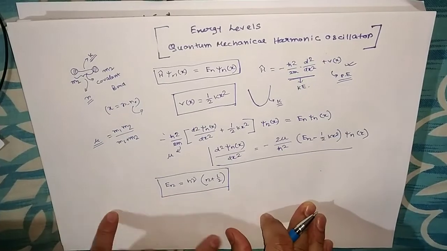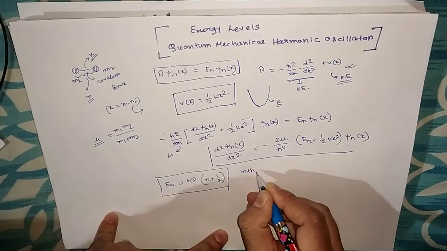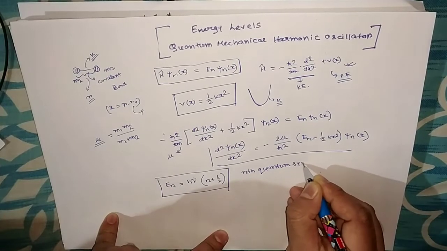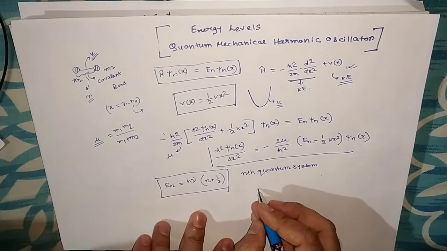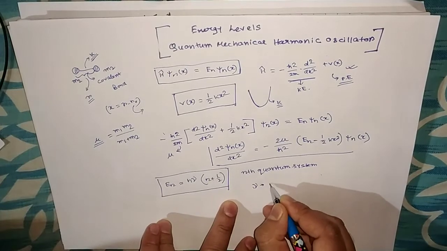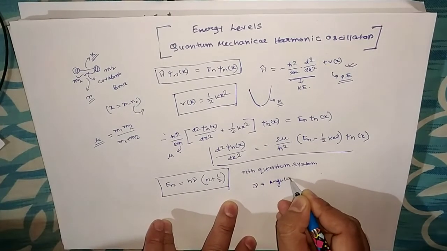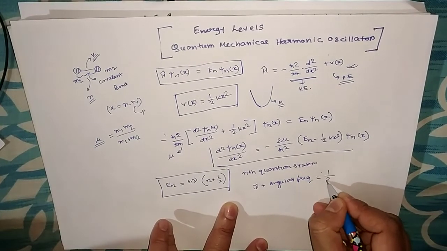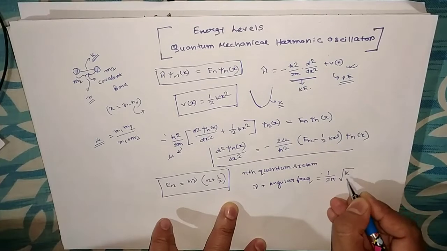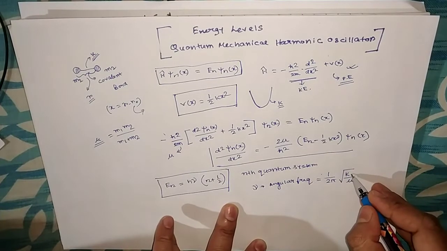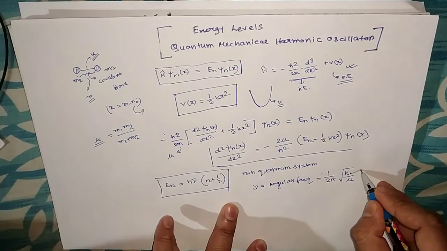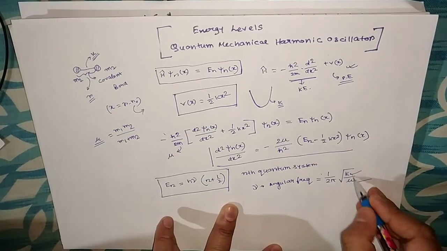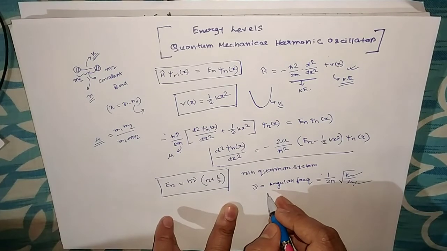Here En is the energy level of the nth quantum state. Okay, so what is this ν? ν is called the angular frequency of the system. The expression for the angular frequency is 1/2π times the square root of k by μ. We know that k is the stiffness of the parabola and μ is the reduced mass of the system. So if we know these two, we can determine the angular frequency.